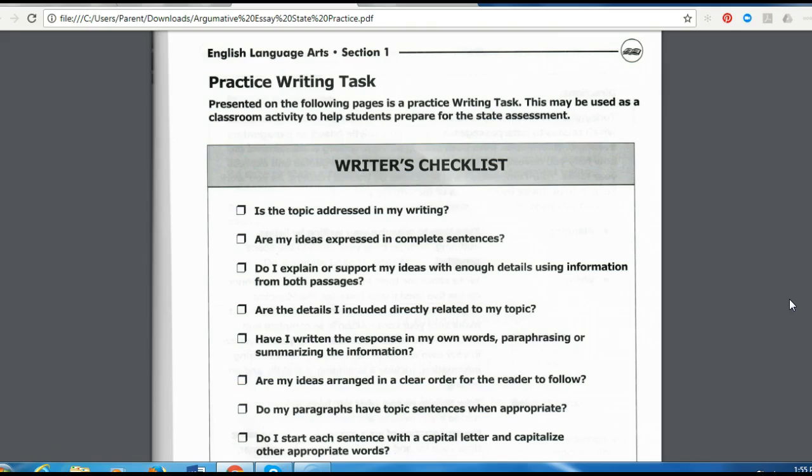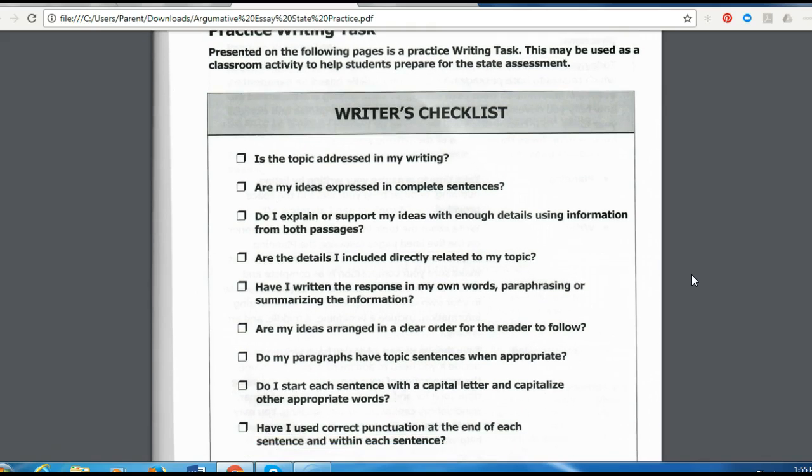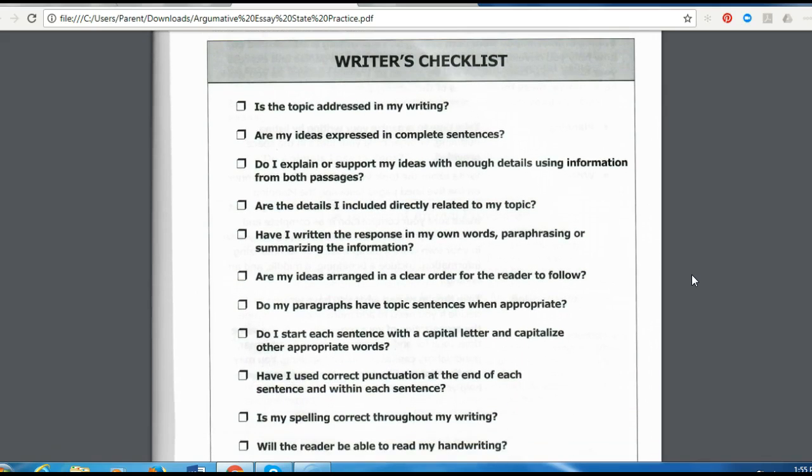The first couple of slides I'm going to show you are actually from the state practice booklet for the 2017 to 2018 writing test. The first part is just going through your writer's checklist. Keep in mind, because the 6th through 8th grade tests are computer-based, the examples that I'm showing you would be for a paper pencil test that they've used in the past. Yours will look a little different because you should be typing on the computer.